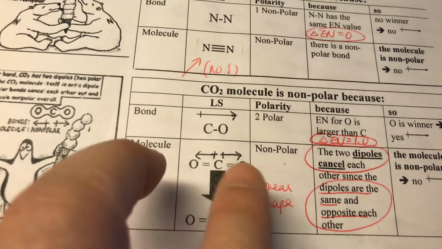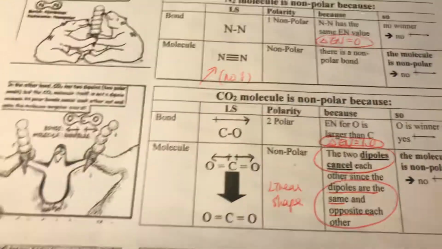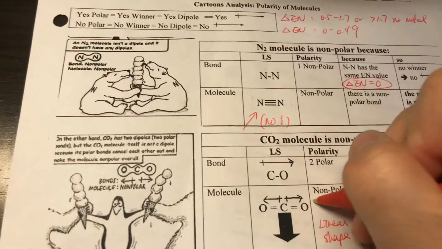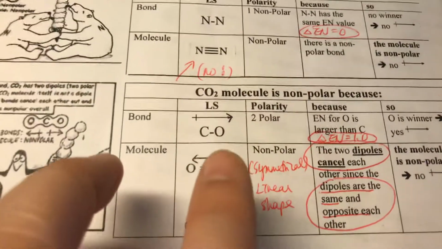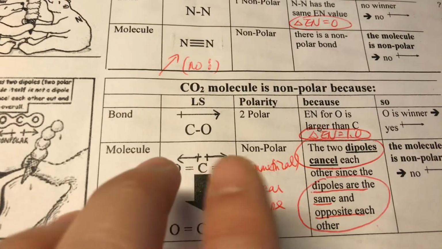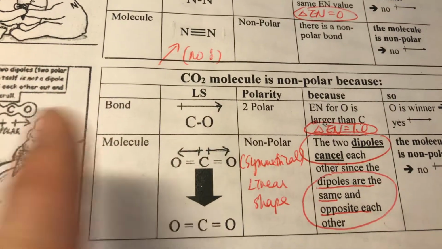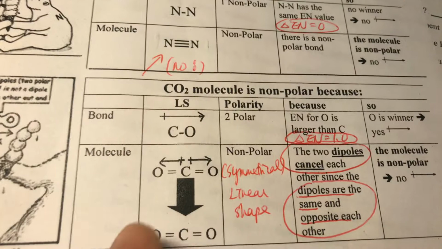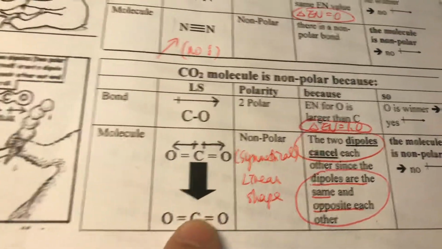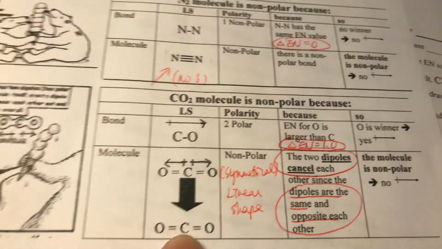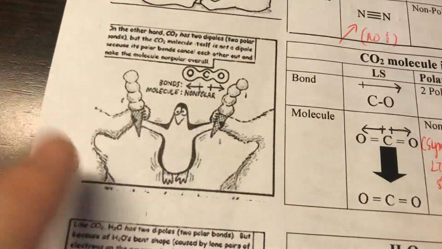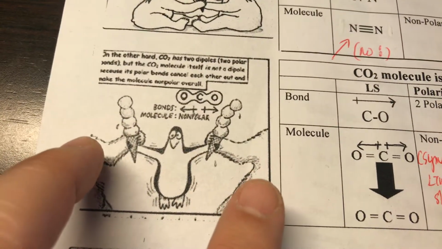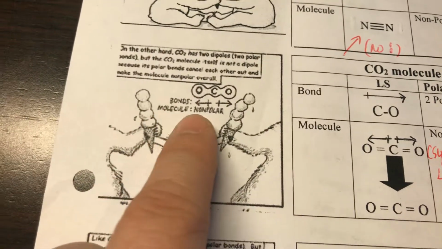The linear shape is symmetrical, so-called. Linear shape symmetrical means they are opposite but the same. One goes to the right, one goes to the left. As a result, this dipole cancels. That means if you look at the overall molecule, there is no winner. The overall molecule is nonpolar.